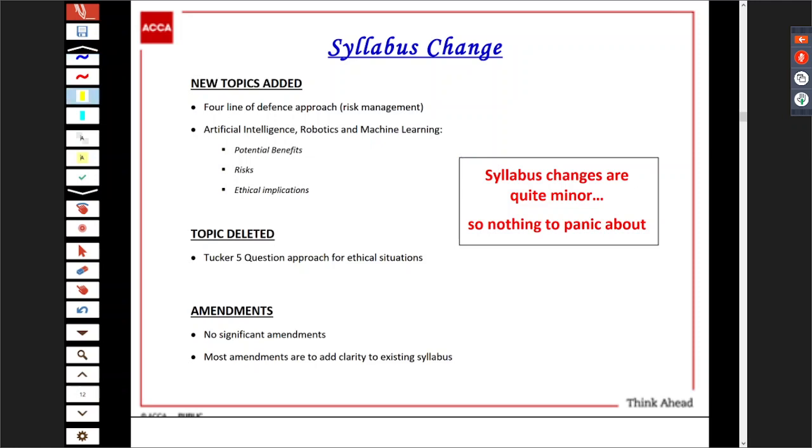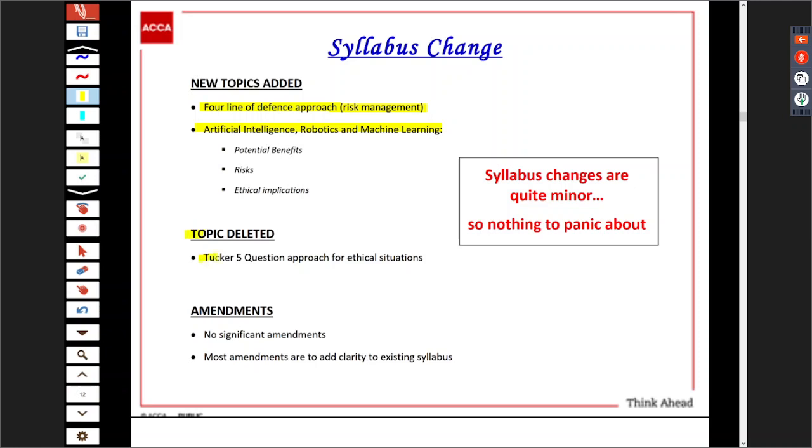Only two topics have been added. One is called 4 lines of defense. It's a topic under risk management. And another topic which was added is artificial intelligence, robotics, and machine learning. That's it. Only these two topics have been added, and they are very small topics in the large scheme of things. Very, very small, not even 0.5%. And they're very logical, straightforward topics, nothing complicated.